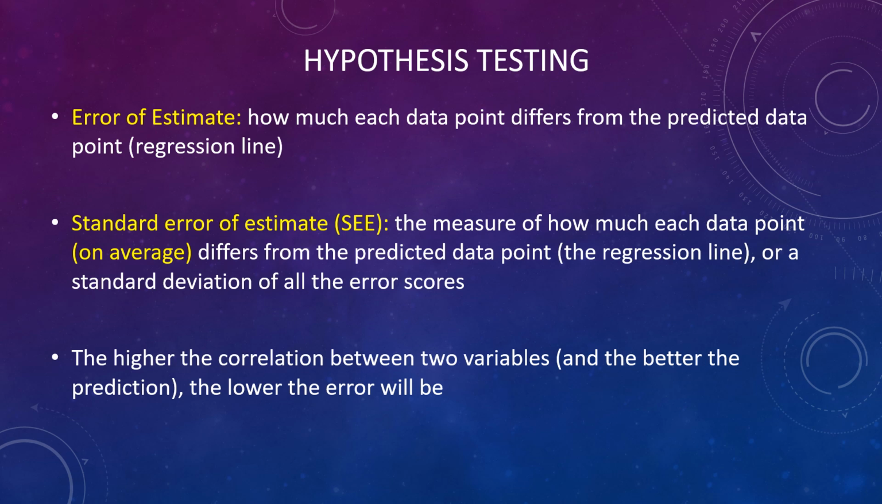But just like with means and standard deviation, you've got something similar here with regression. We don't have a standard deviation with regression lines. What we have is the standard error of the estimate. It's a measure of how much each data point on average differs from the predicted data point, or the line. We take all those error of estimates, all those differences, and we take an average of all of those. That's the standard error of the estimate, or the SEE.